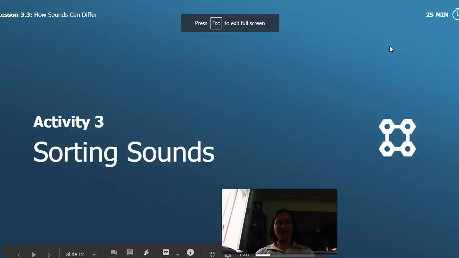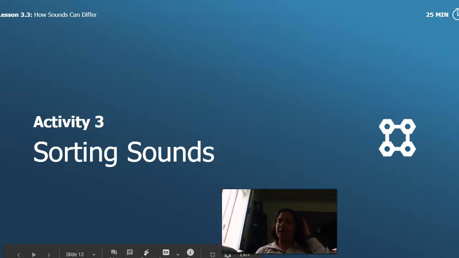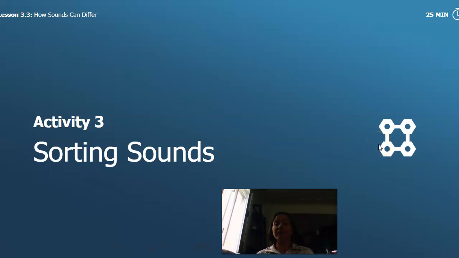Hey everyone, welcome back. So we just did a reading from our reference book and we just heard some examples of animals using or having different pitches and different amplitudes in the waveforms that they make. So we're going to do some practice with sorting sounds now.